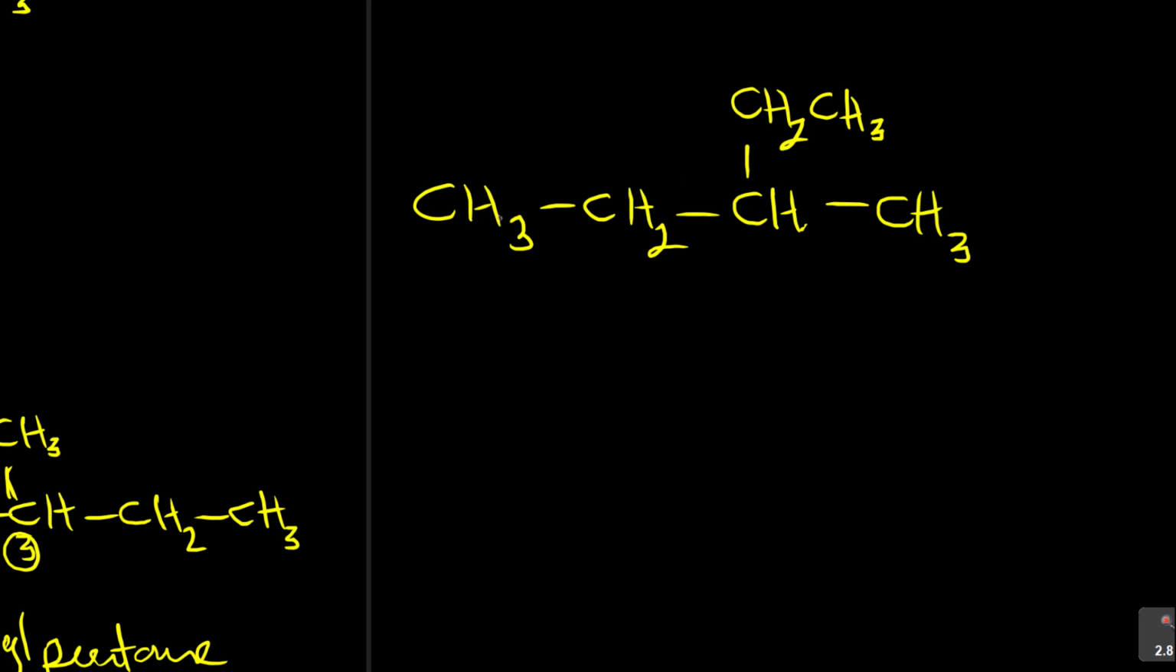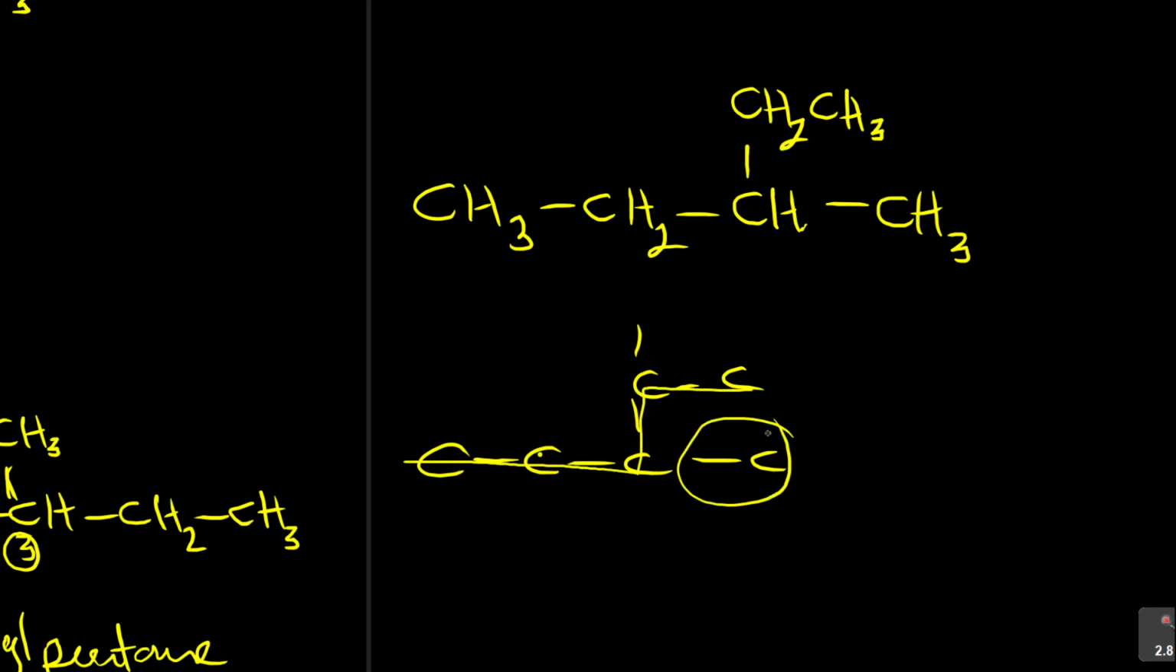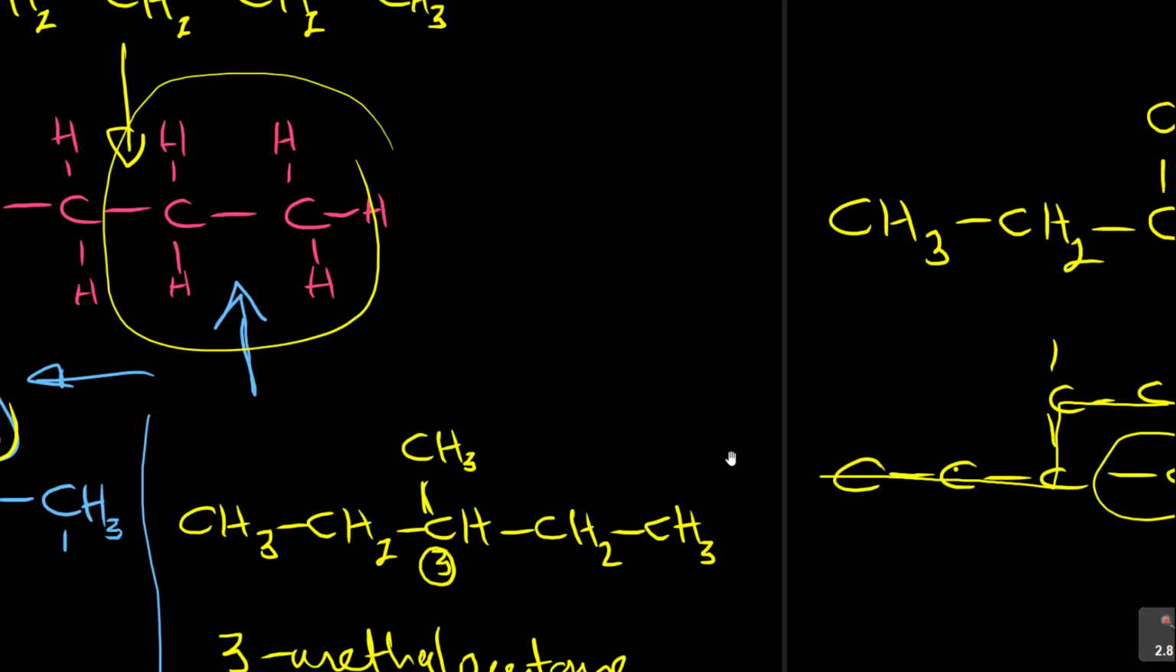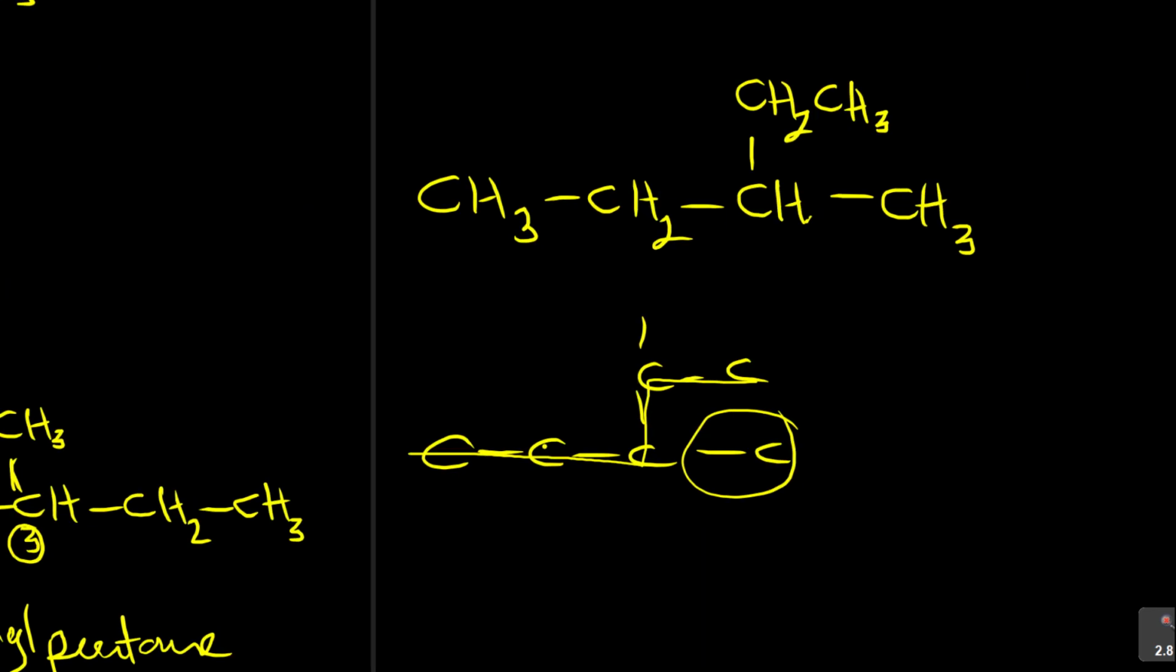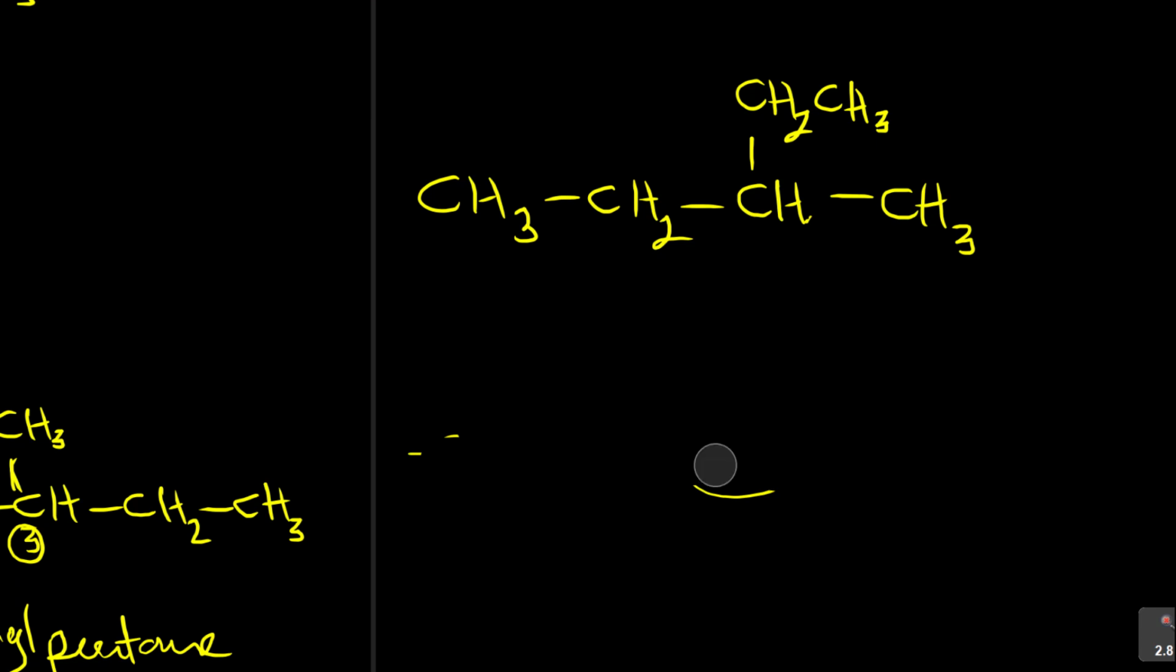Because if you look at the longest chain, my longest chain will be like this. 1, 2, 3. You see? So if I'm to look at the longest chain, this is 1, 2, 3, 4, 5. It will still maintain the previous one that we did here. Look at this. Let me do it slowly. This is the longest chain.